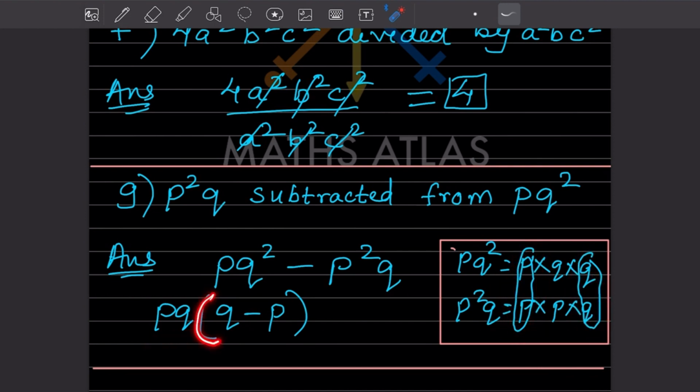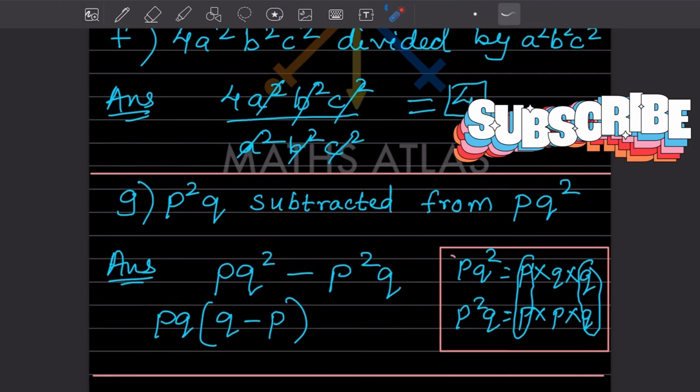And then what remains in the bracket is, from this first term, Q remains. So this is Q. This is a minus sign. And this is the P. So P remains over here. Okay. So this was something for today.